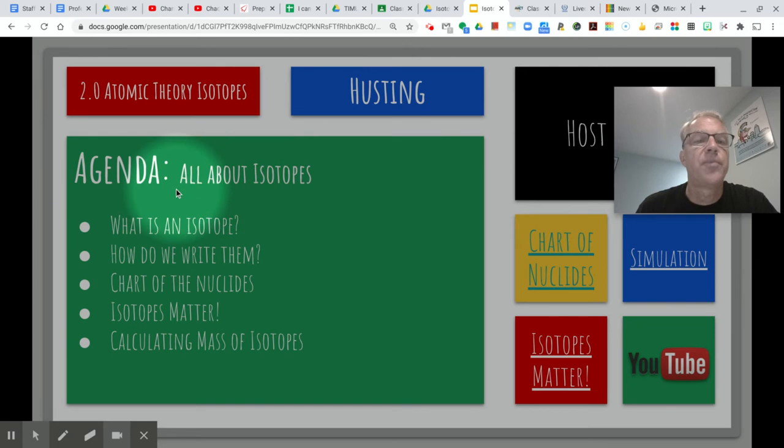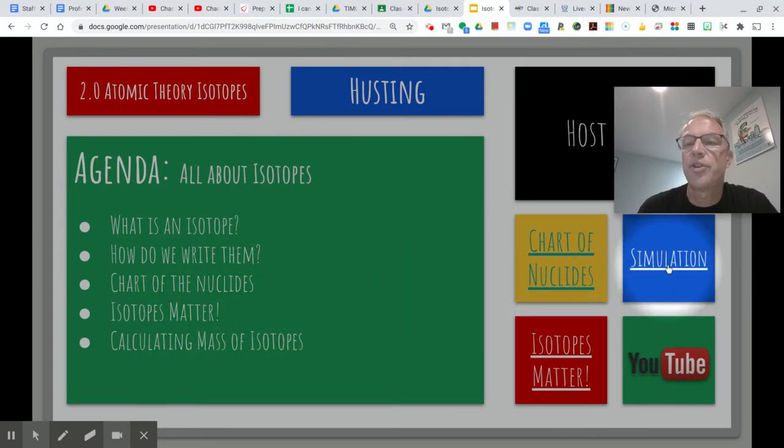And here's the agenda. We're going to talk about isotopes. Let's first figure out what they are. How do we write them as far as symbols are concerned? Then we're going to say, where do we find these? The chart of the nuclides and a simpler chart called Isotopes Matter. And then most importantly is calculating the mass of the isotopes. If you're confused about the last part after you go over it, feel free to bring questions to class. You can always ask questions in class.